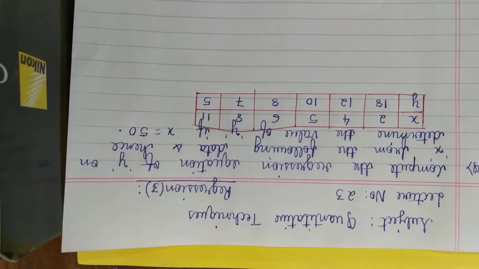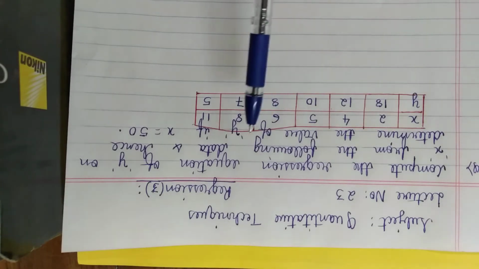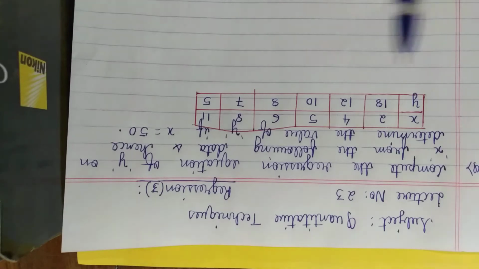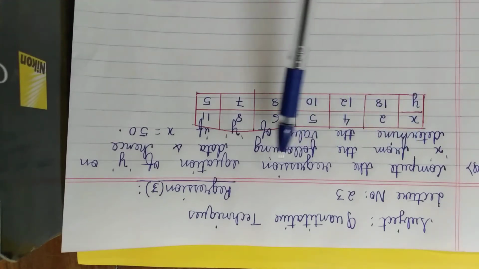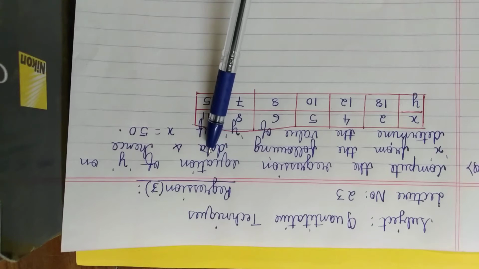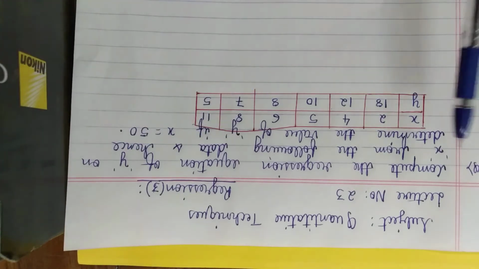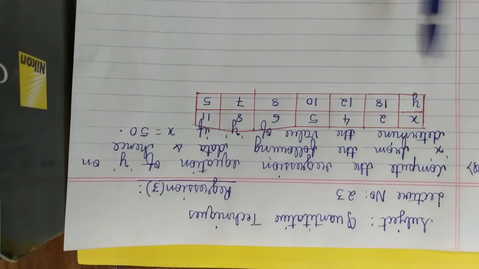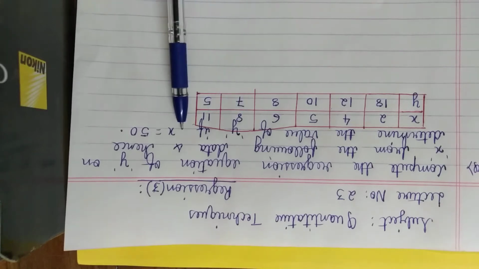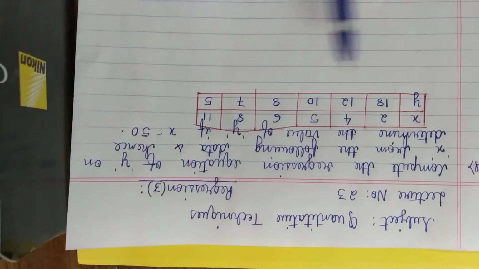Now in this problem, they have not asked for both the regression lines, they have asked you only one regression line. Compute the regression equation, only one equation of y on x. They have not asked you x on y. So why do you want to find out x on y also? So only what you have to do is find a regression equation of y on x and then find out the value of y when x is equal to 50 using this data. Okay, so let us begin.